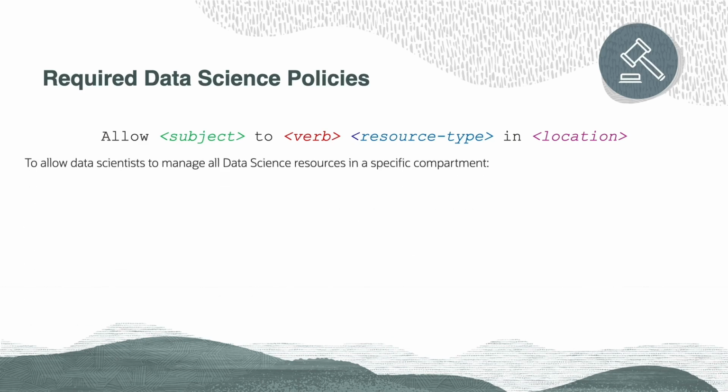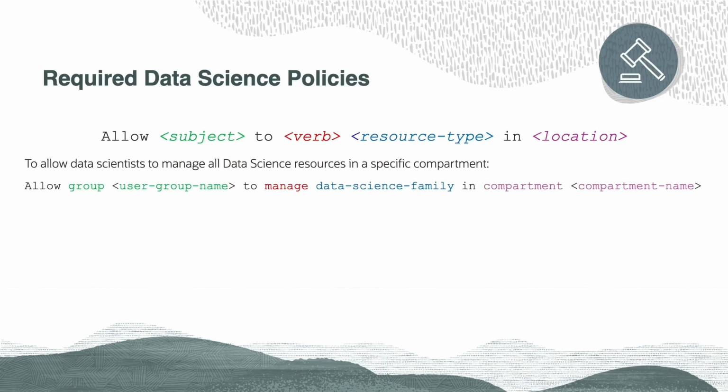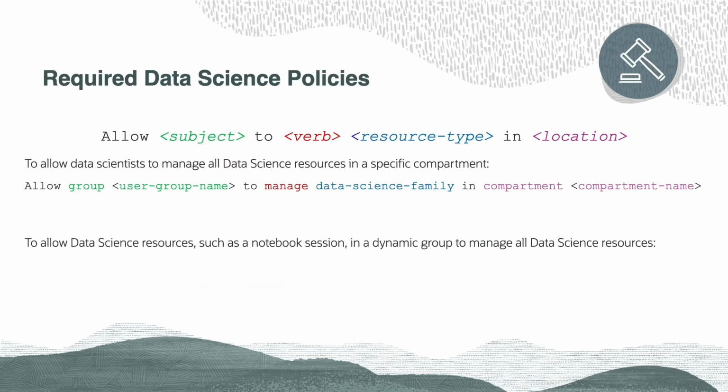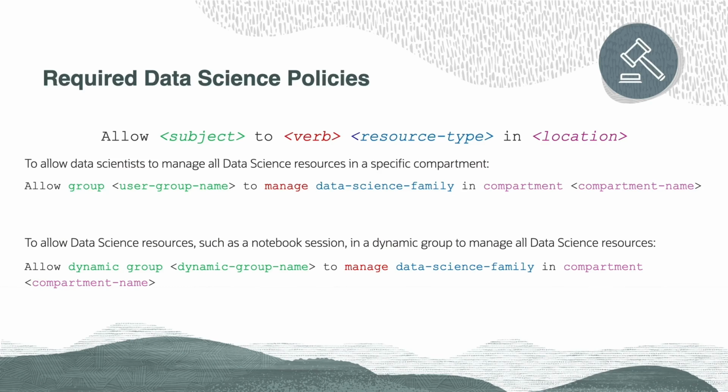The first required policy will be to allow data scientists to manage all data science resources in a specific compartment. To do this, your policy would say, allow your user group to manage data science family in your compartment name. The second required policy is to allow data science resources, such as a notebook session, in a dynamic group you've created to manage all data science resources. So this time, allow a dynamic group to manage data science family in your compartment name.